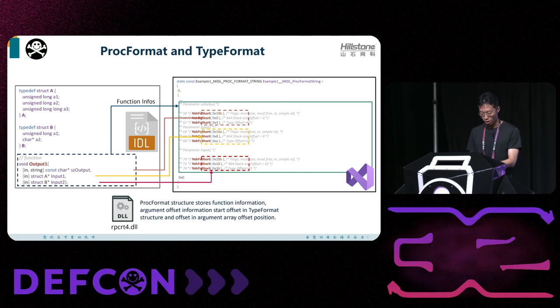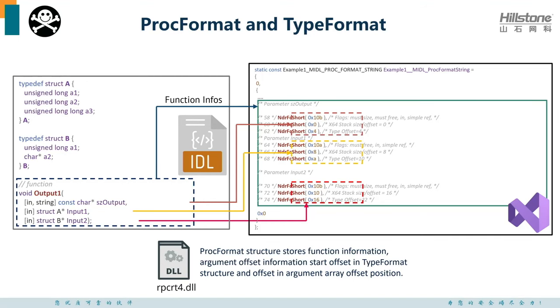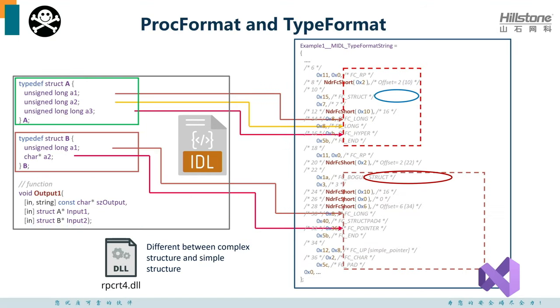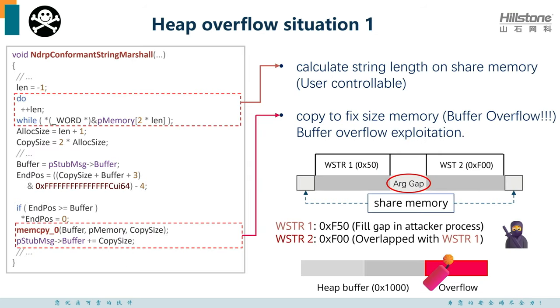And we can see the difference between the simple and the complex structure in the type format. The proc format gives us where the parameter type definition is located in the type format string. So we can see the difference between the simple and the complex structure in the header flag, which you can see in the comment.